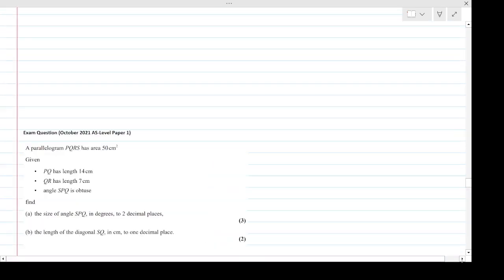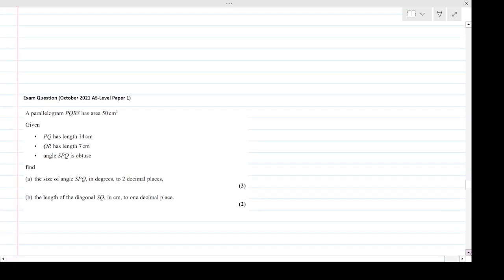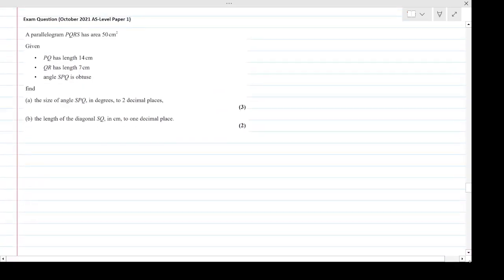Let's finish off with an exam question. We are given a parallelogram PQRS with area 50, and we're given some stuff about the lengths PQ and QR. First of all, we want to find the size of angle SPQ to two decimal places.